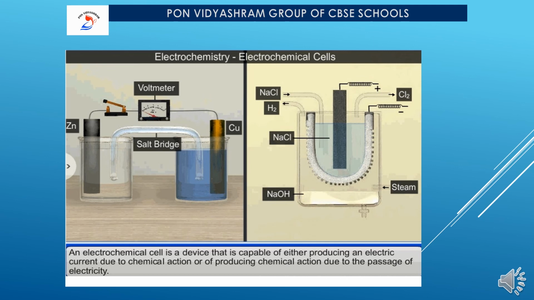Already I have explained, the salt bridge is a U shaped tube, which contains either potassium chloride or ammonium chloride along with agar-agar solution. As you see in the diagram, you could make out the tip of the U tube is plugged with cotton, and this cotton will allow the ions to move.